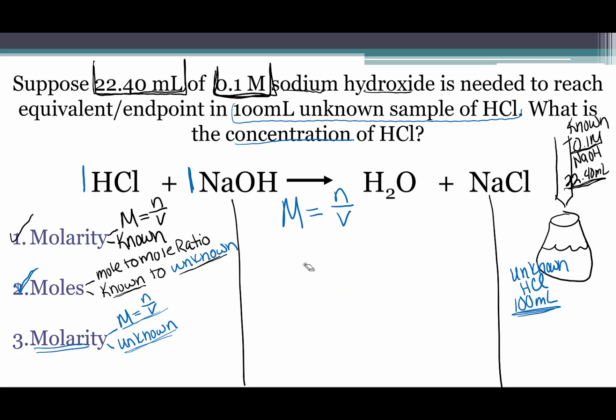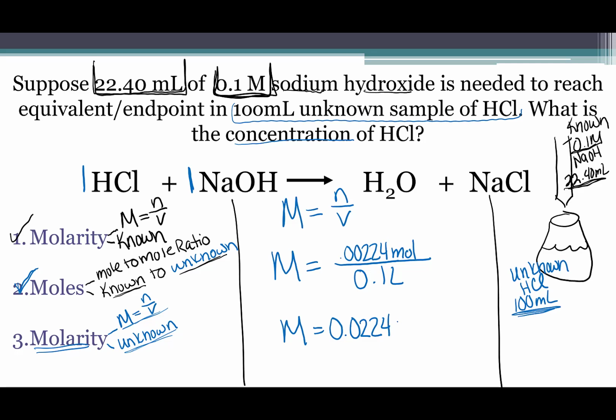So molarity equals our number of moles on top, 0.00224 moles. Liters on the bottom, so 0.1 liters. So the molarity of our unknown substance, 0.00224 divided by 0.1, and we get the molarity is 0.0224 molar. That is our answer.